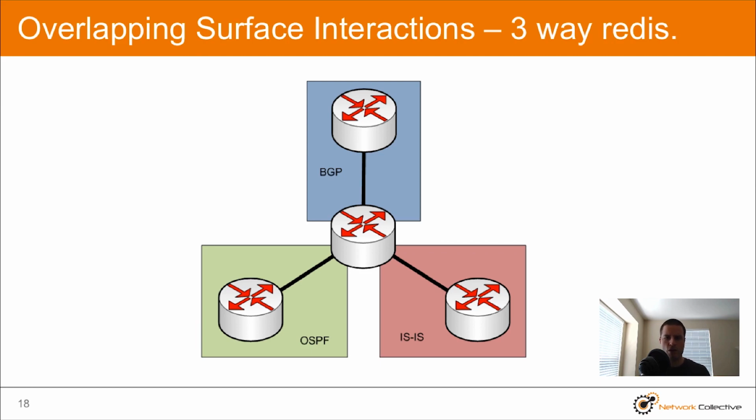Surface interactions can also overlap. This is probably the simplest example. If you think about 3-way route redistribution on a single router, it's really easy to visualize and it can be neatly drawn as 3 different bubbles all interacting in different ways at a single point. This may not be relevant for all assessments though, and when we look at some of the assessments that I've done, I didn't find a lot of overlapping surface interactions, but I did want to bring this up because it is possible that you could have multiple things interacting.